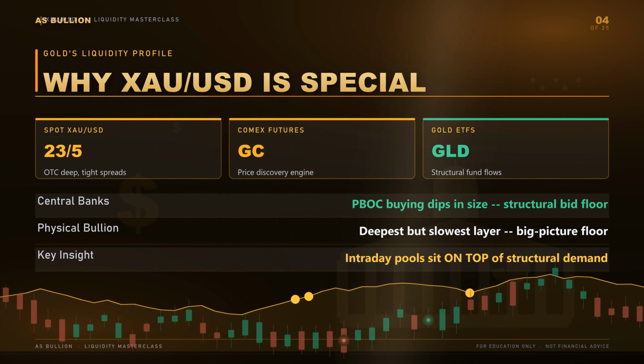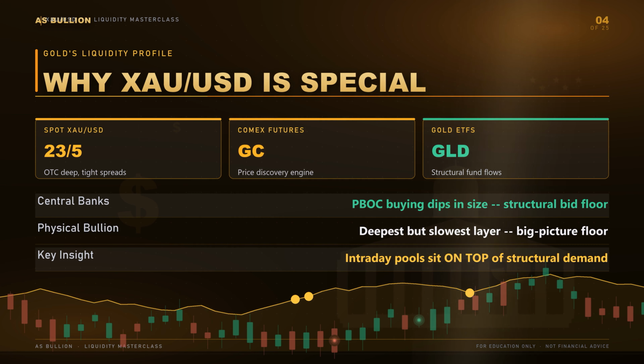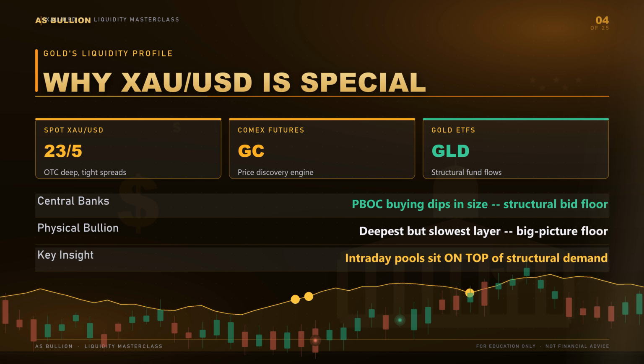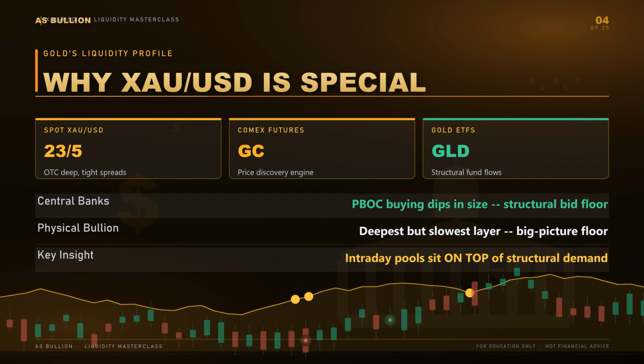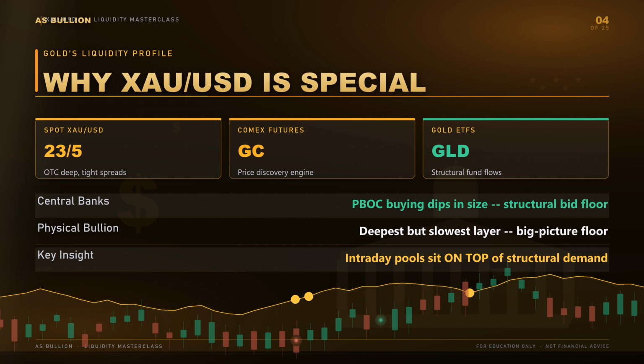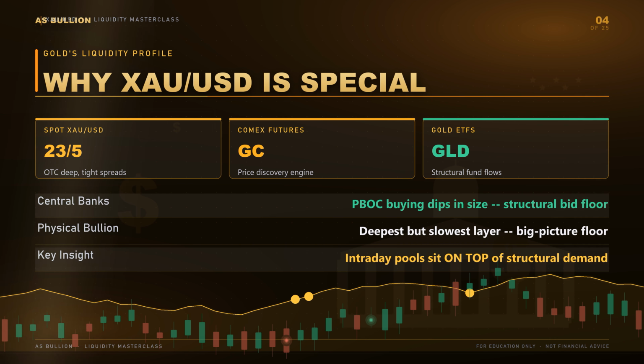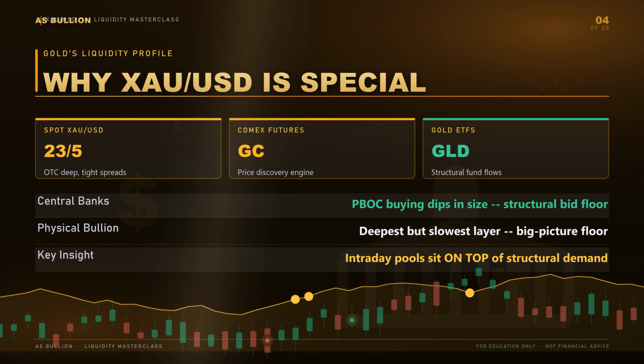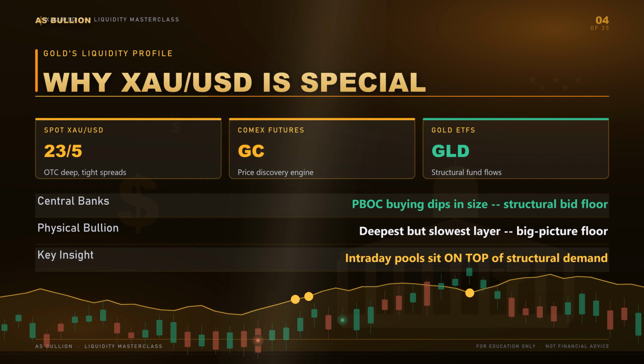COMEX futures set much of gold's price discovery. Its volume and open interest are a core liquidity and positioning signal. Gold ETFs like GLD represent slower, structural flows, and central banks, particularly the PBOC, buy physical gold in size on dips, creating a durable demand floor rather than intraday pools.